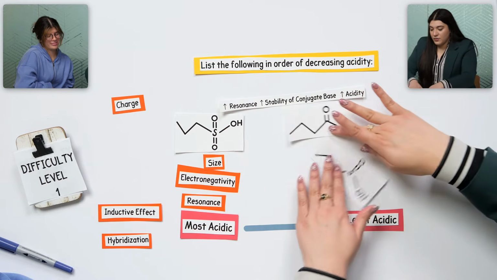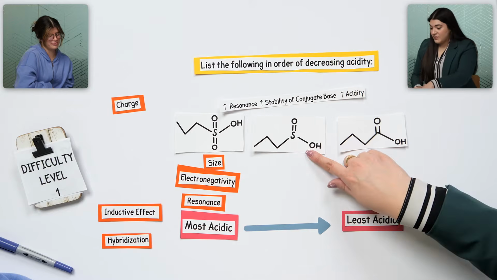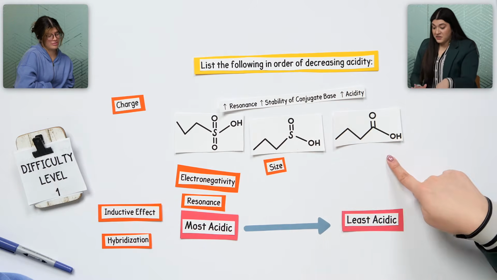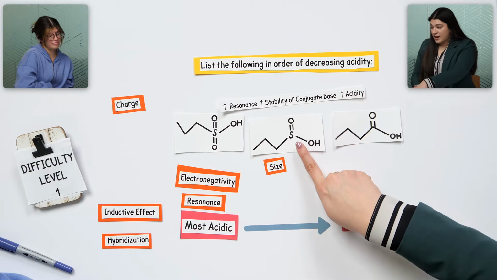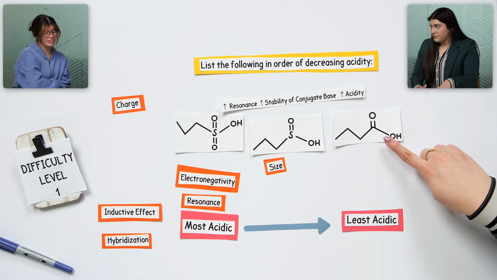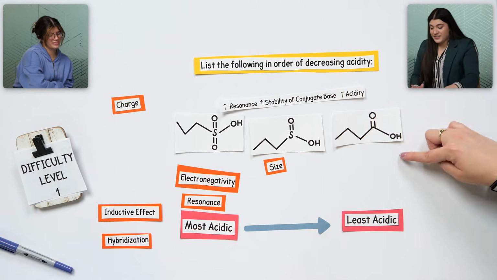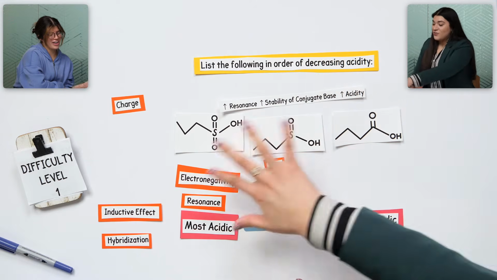And now we're pretty much comparing these two. But I know that this is better because of size. Yeah. Not only that, this has another electronegative atom compared to this one. That's true. Okay. So there we have it. I know this is actually going to be the least acidic for these reasons.